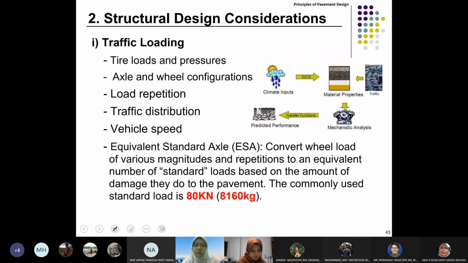Okay, next you need to know the traffic loading. Traffic loading comes from the tire load, axle and wheel, repetition load, traffic distribution, the vehicle speed also, right? And also you need to know the equivalent standard axle. Ini nanti akan buat pengiraan dalam 5.3 to convert the load into one standard value of load.